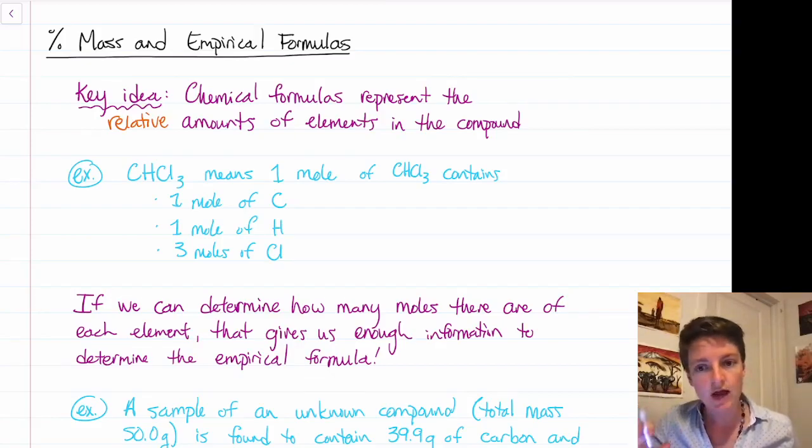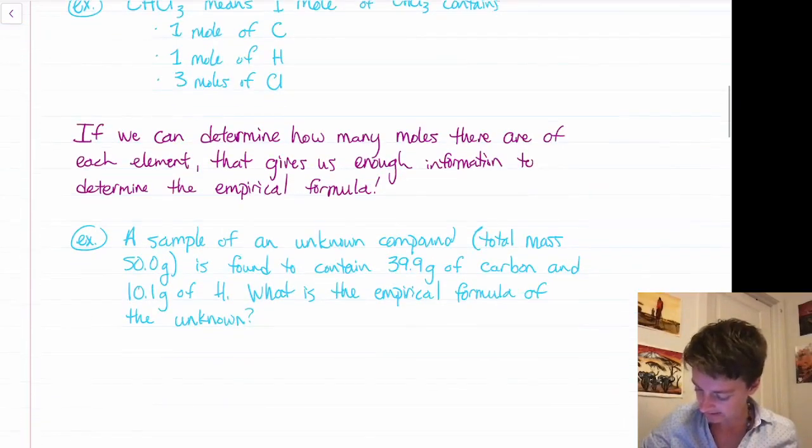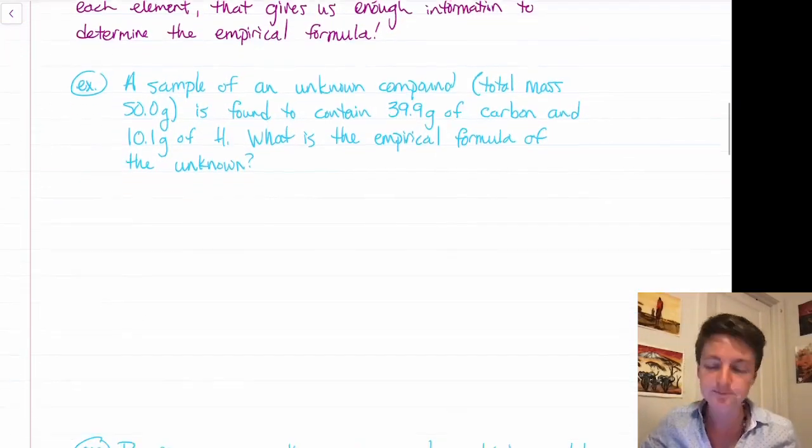And so the strategy whenever we're doing these sorts of empirical formula calculations is always to figure out how many moles there are of each element. And then from there, we can figure out the molar ratio, which is another way of saying we figured out the empirical formula. So let's watch this process in action by way of an example.